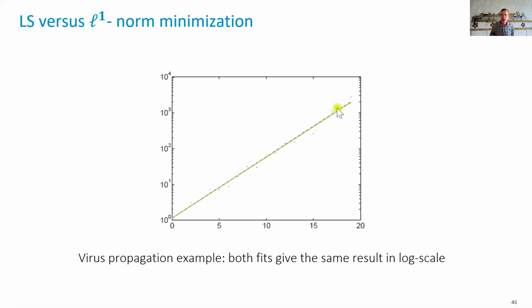For the virus propagation example that we saw before, I'm showing here two lines that look quasi the same, the red and the green. The red is dotted, the green is plain line here, and the blue points are the values that we had. Whether I fit L1 or L2 gives quasi the same. Not exactly, but quasi the same. So that's the good news. Essentially, we are never too sure which error model is fine, but here we see that both give the same.